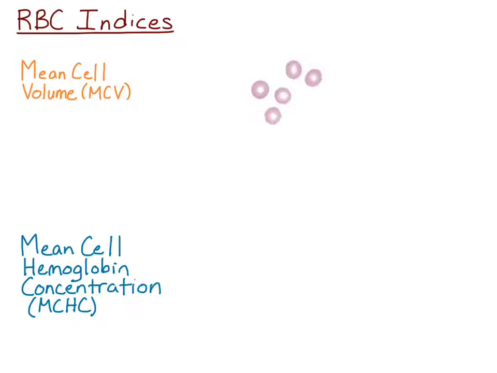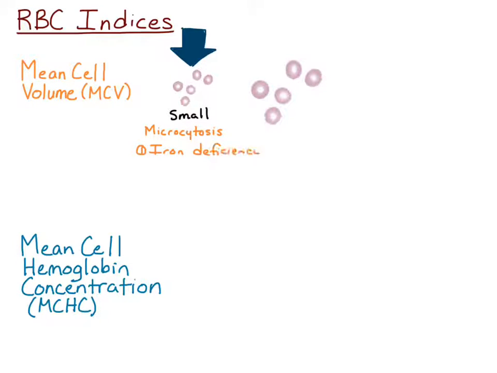The mean cell volume is the average volume of the red blood cells in circulation. I've pictured here normal-sized red blood cells for comparison. If there's a decreased MCV, that means that on average, the red cells are smaller than the normal population of animals. When we see this, we say there's a microcytosis, or microcytic. The first cause of microcytosis is iron deficiency.